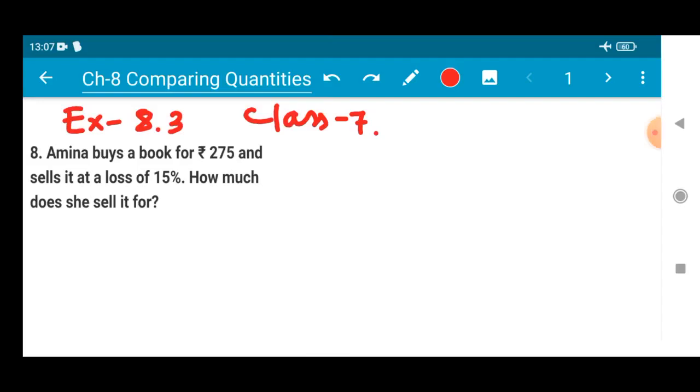So you all know that in our last class we have done till question number 7 from exercise 8.3. Now in this session we will be continuing with question number 8, 9, 10 and 11.